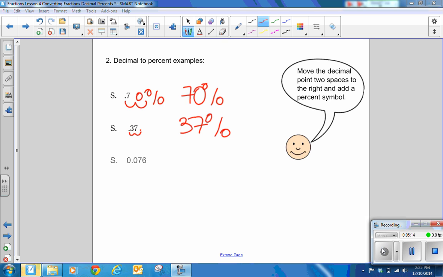If I have 0.076, I move the decimal point twice to the right, and the decimal point ends up between 7 and 6, so my answer is 7.6%.